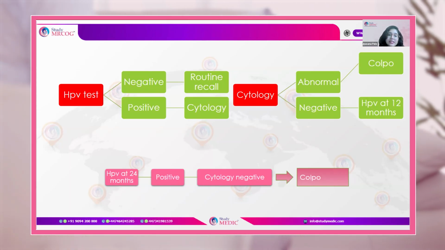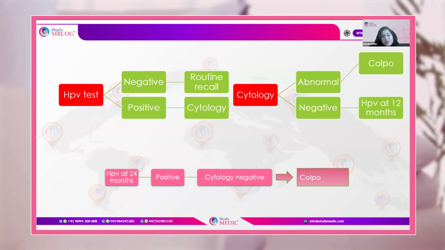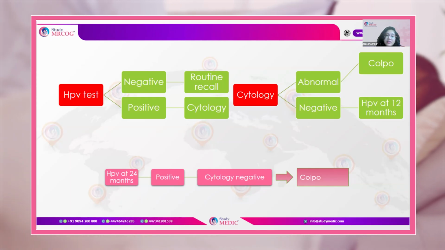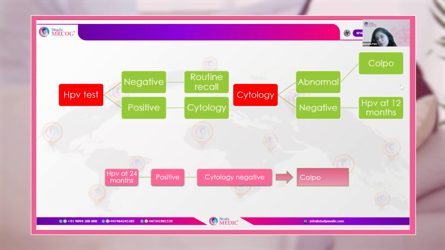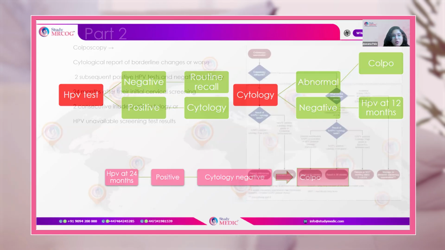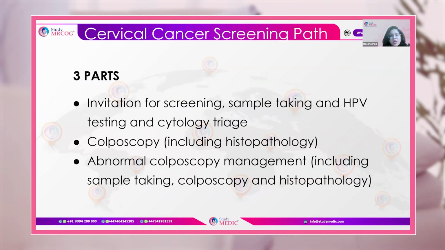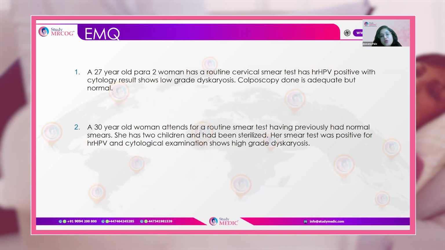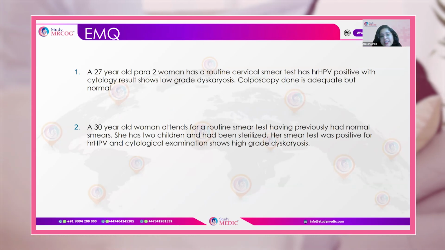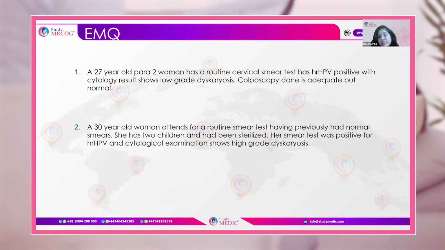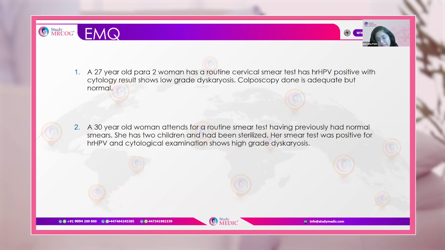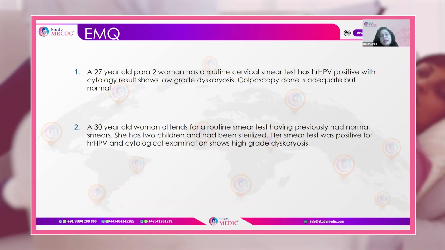However, if the HPV testing at 24 months, that is two consecutive HPV tests, are testing positive, then irrespective of the cytology, even if the cytology is negative, you need to go for a colposcopy. Now if we go to the second part of the question, a 30-year-old woman attends for a routine smear test, having previously had normal smears. She has 2 children and has been sterilized. Her smear test was positive for high-risk HPV and cytology shows high-grade dyskaryosis.